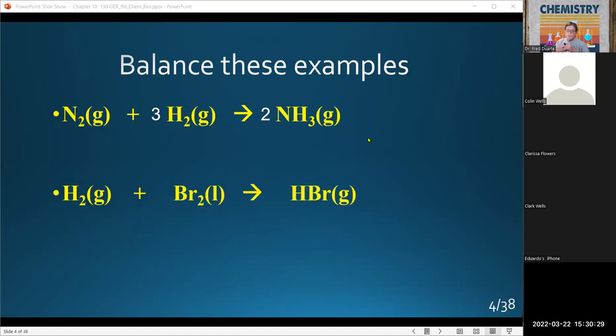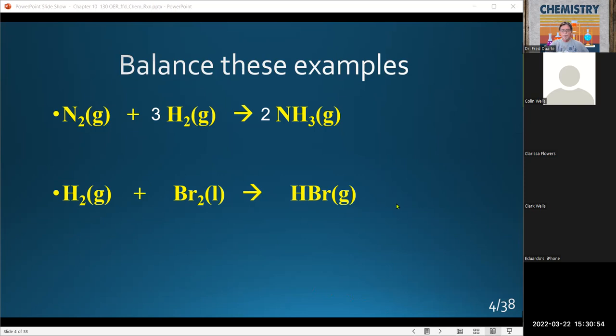Okay, let's take a look at this one here. This could be stated as hydrogen in the presence of bromine reacts to give you hydrogen bromide. Hydrogen bromide, because it's a gas. Normally, the aqueous system can be called hydrobromic acid, but we'll call it hydrogen bromide right now.